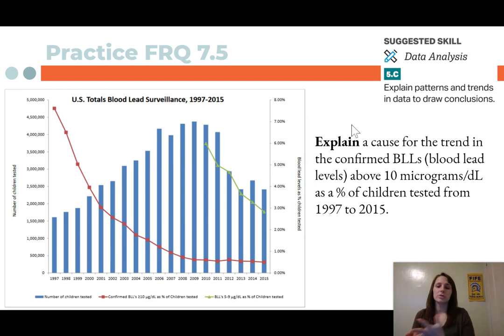So what I want you to do is to explain a cause for the trend in the confirmed blood lead levels above 10 micrograms as a percentage of children tested from 1997 to 2015. And that is going to be your practice FRQ for 7.5, and those are your notes on 7.5.